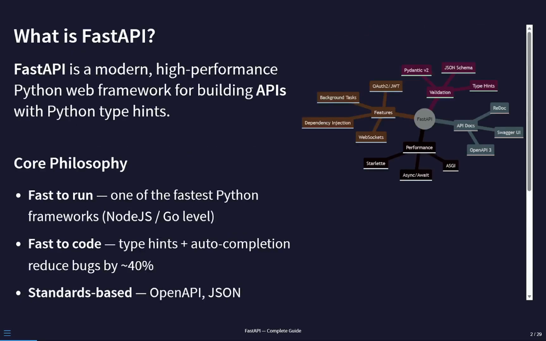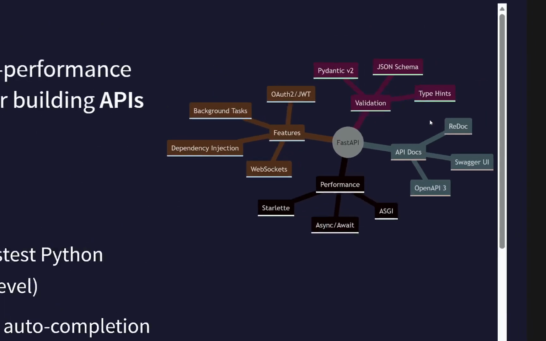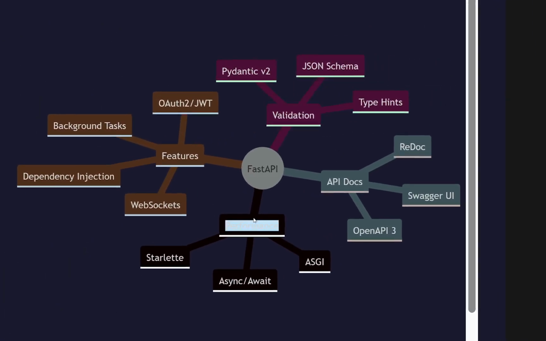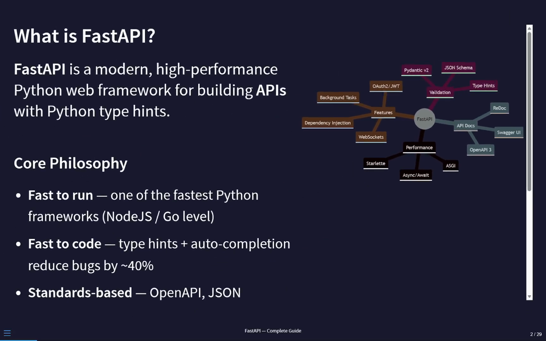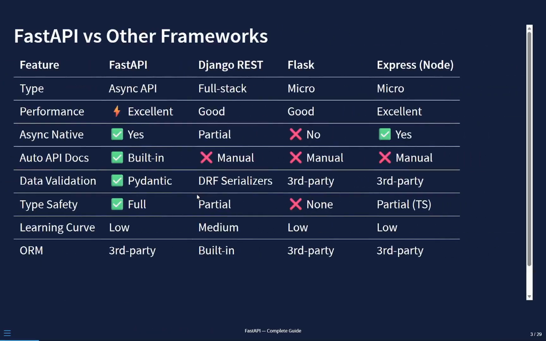On the right, the mind map captures the four pillars: performance through async and ASGI, validation through Pydantic and type hints, automatic API docs through OpenAPI and Swagger UI, and features like dependency injection, OAuth 2, WebSockets, and background tasks. Next, let's benchmark FastAPI against the frameworks you're likely choosing between.